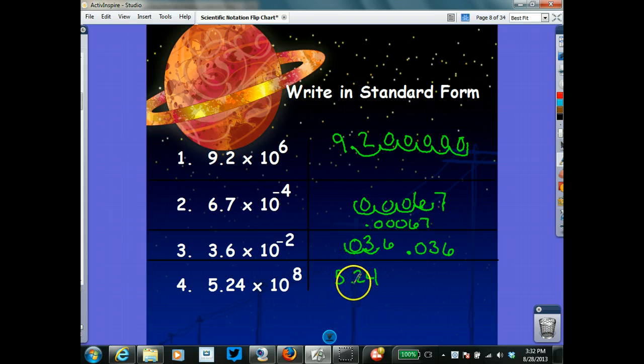Alright, and the last one, I have 5.24. Well, in this case, I'm going to go 8 spots to the right. Positive exponent. 1, 2, 3, 4, 5, 6, 7, 8. And there you go. Here's my advice as you've worked through this. If you got at least 3 of the 4 right, then feel free to go on. If you missed more than 1 of the 4 here, I would definitely go back and review what we've done so far before we head on to the next section.